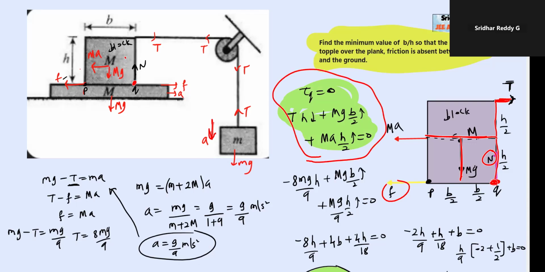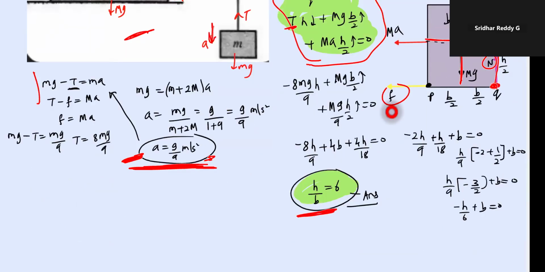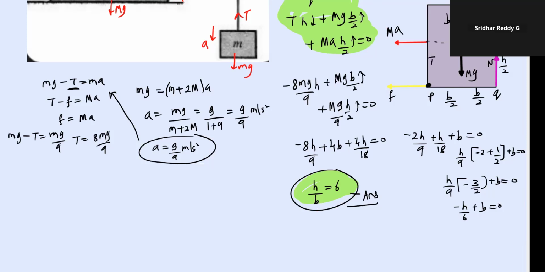But what about the tension? We don't know the tension. How did we calculate the tension from the previous concept? No slipping will occur between the block and the plank. Already we have discussed the same thing that I repeated here. Check it. Condition for no slipping, what's the acceleration, minimum value of mu. When solving, we'll get the ratio h by b equal to 6. If h by b equal to 6, then this particular block will not topple on the plank.